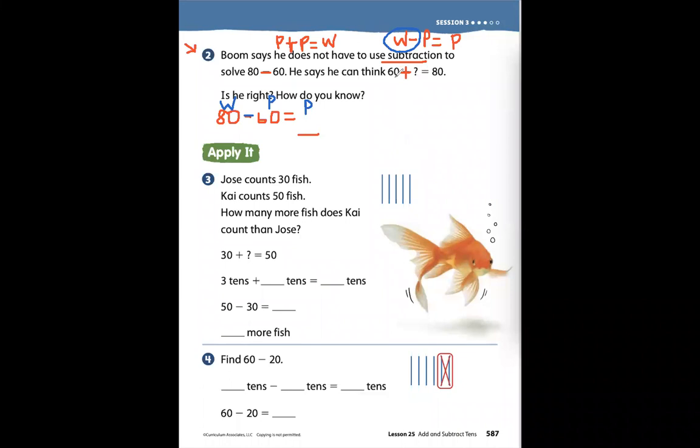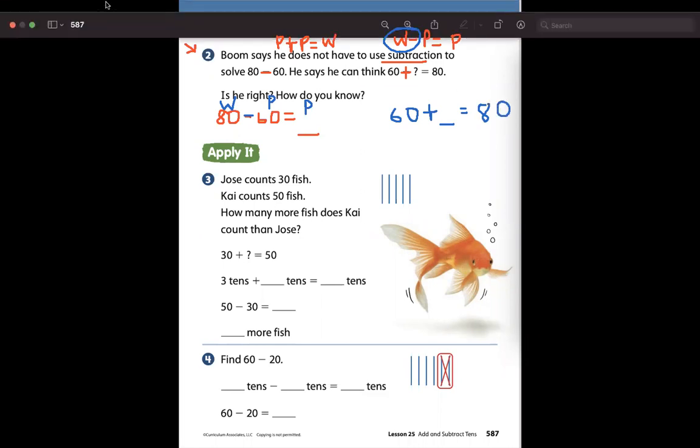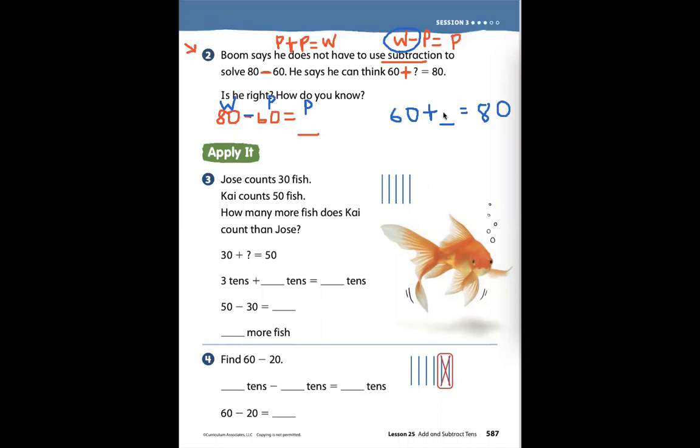Let's write the equation for addition. Here we have 60 plus what equals 80. 60 plus what equals 80? Look at your symbol. Plus symbol, that tells me everything around it is going to be a part. A part plus a part equals the whole.